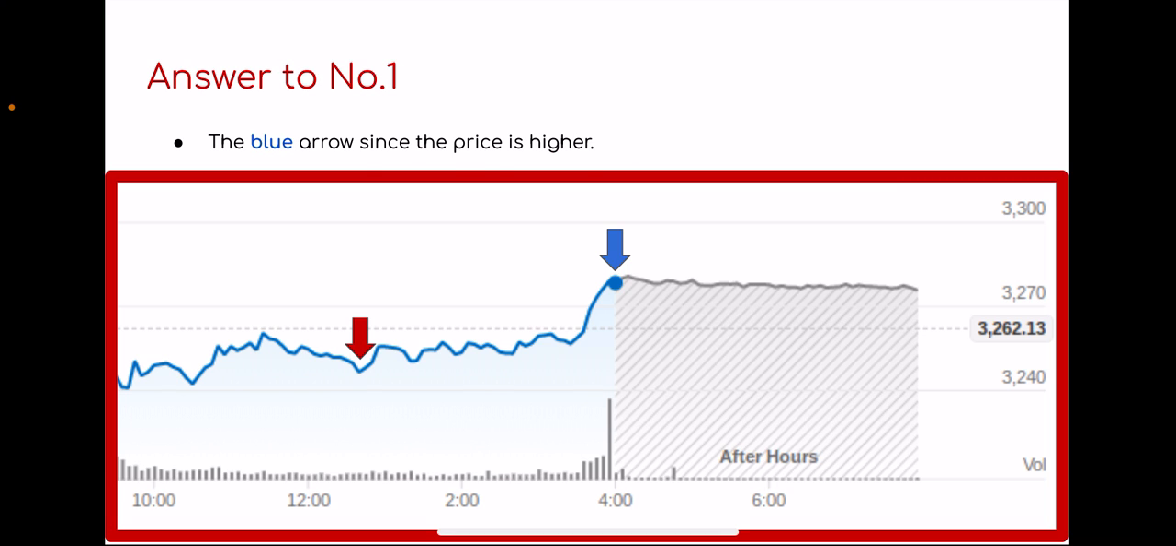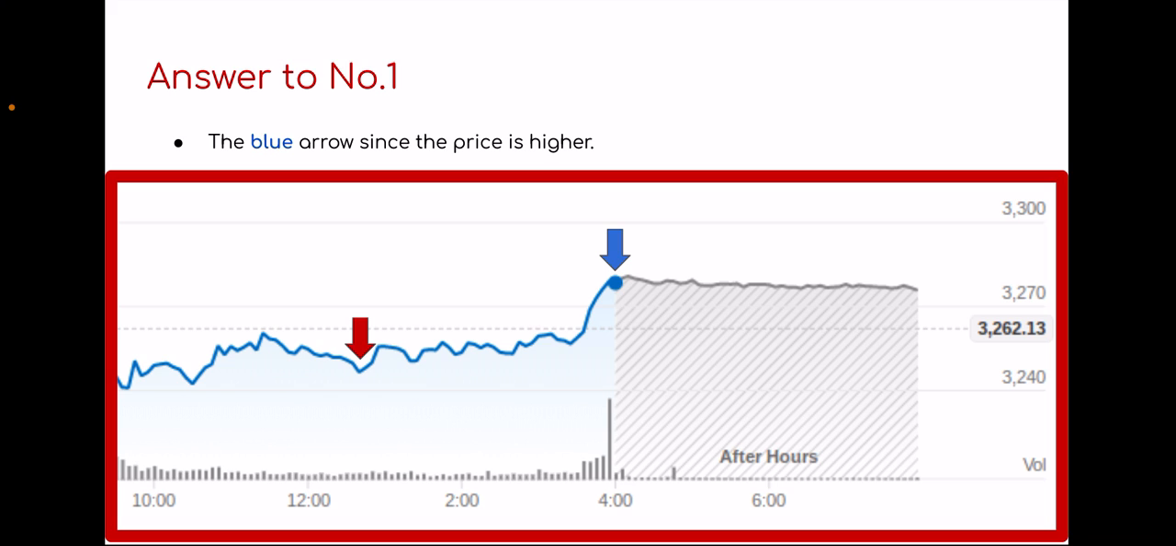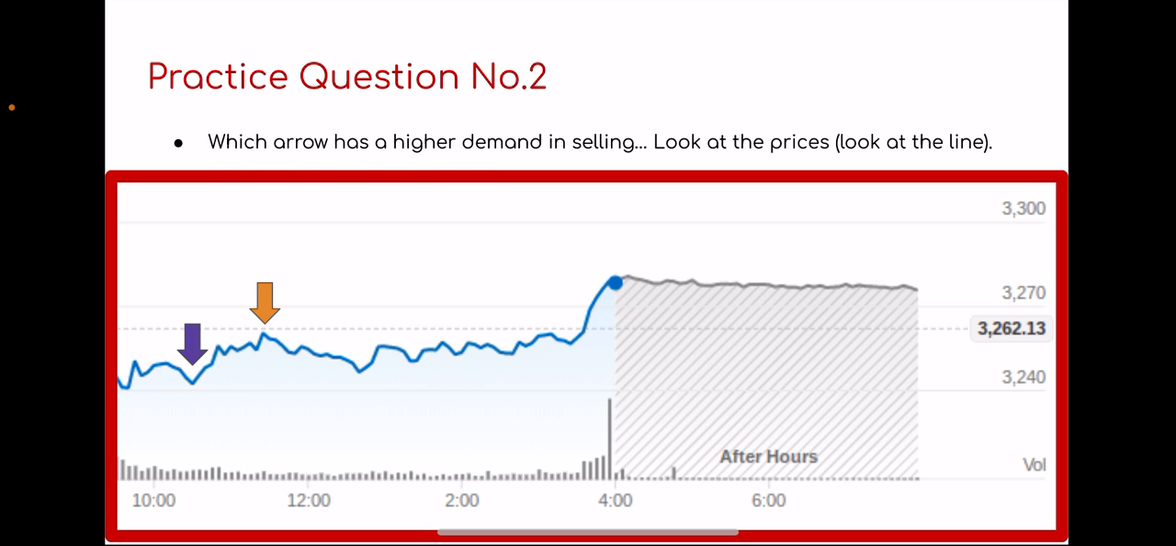The answer to this will be the blue arrow, since the price is higher. There's a higher demand in buying, so of course the price will be higher, as you can see, and significantly in this one.